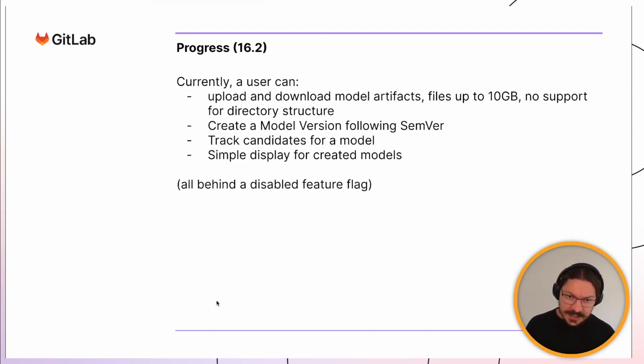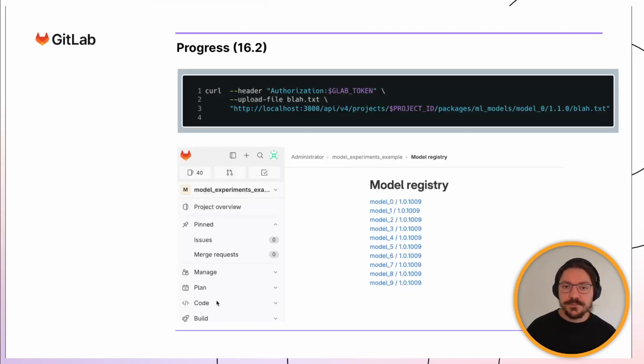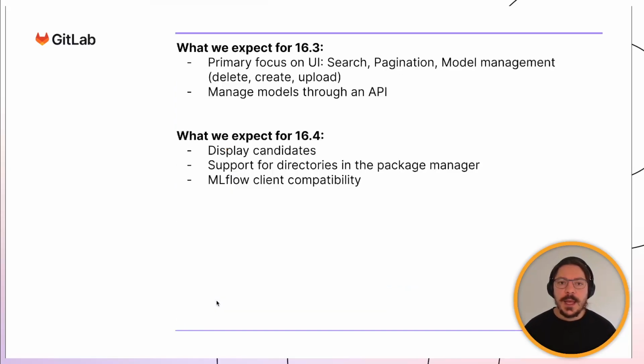All of this is behind a feature flag. It is not enabled on GitLab.com. It is not enabled for self-managed customers. It is very early in development. But what I mean is, we already have an API where you can upload your files, and you will start creating the models and the versions. This is a very simplistic UI, just to see what is going on over here. But this is what we have so far on 16.2.